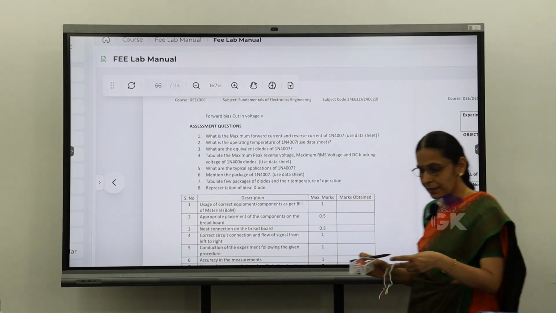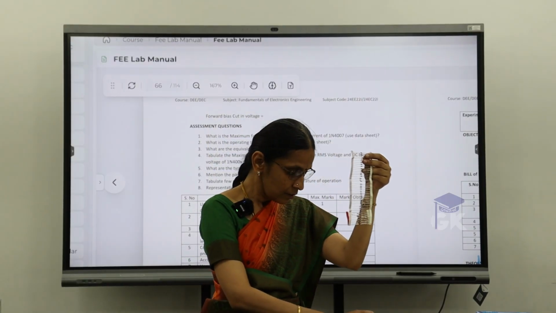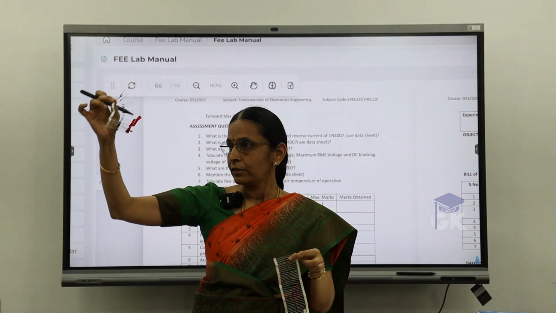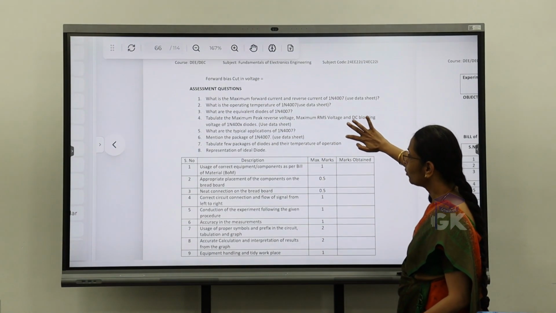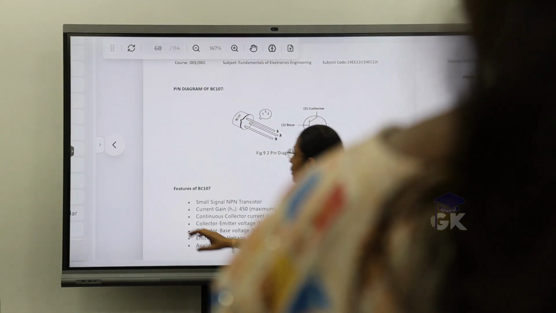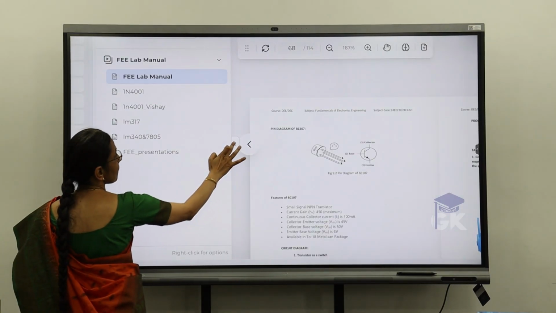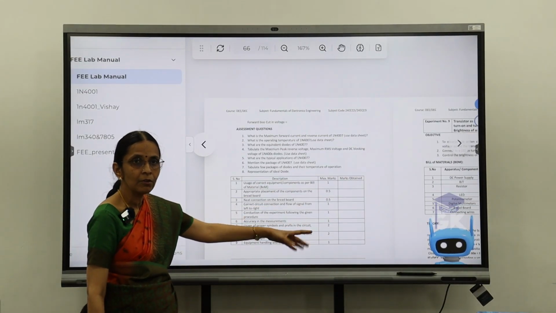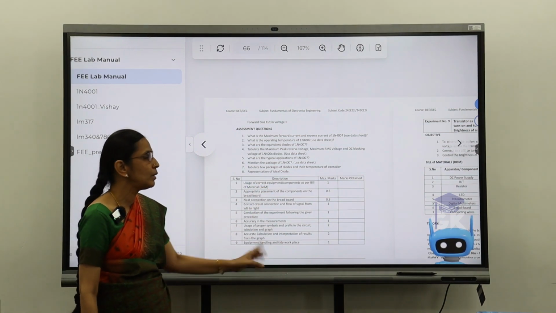So I was telling about the package, right? This is the glass package. Okay, I'll just circulate. And this is nothing but the plastic package of the diode. Underneath the assessment questions will be your assessment sheet also. You can give marks to your students immediately. Out of 10 for every experiment you can evaluate them. So we have given what all the parameters you have to check.